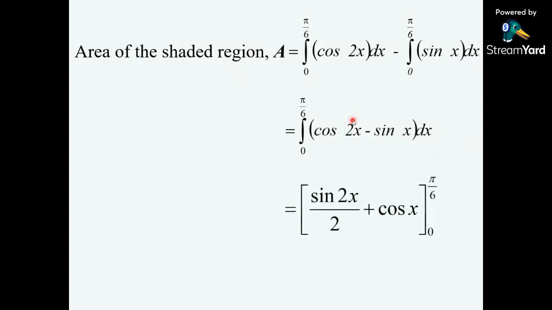To integrate, we can directly integrate because all of them are of power 1. So cos integrates to sine, and sine integrates to negative cos. That's why the sign over here is changed to positive. Next, we need to substitute the limit, pi over 6, and we will get the answer. Make sure before you substitute the limit, you change your calculator into radian mode.